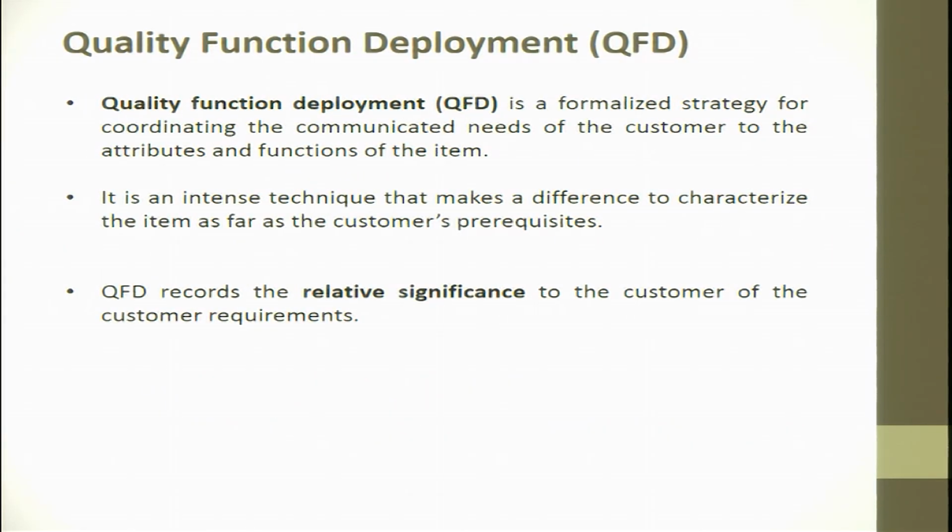A tool which is used to convert the voice of a customer into an engineering specification is called quality function deployment. A tool which is used to convert voice to engineering specification. Very important. I say that tissue cloth has to be soft. My softness and my wife's softness are different. My softness and your softness are different. Softness is a qualitative one. You have to convert it into quantity.